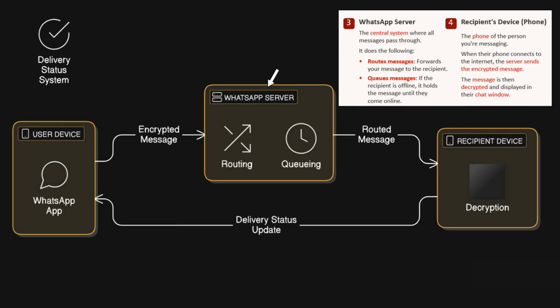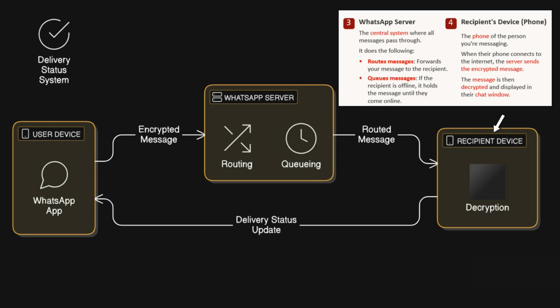WhatsApp server is the central system where all messages pass through. It does two things: routes messages and queues messages. It forwards your messages to the recipient if the recipient is online, and this is called routing. If the recipient is offline, it holds the message until they come online. This is called queuing.